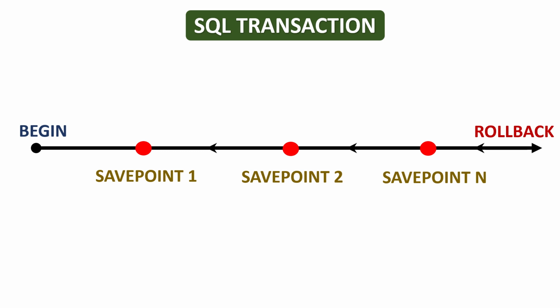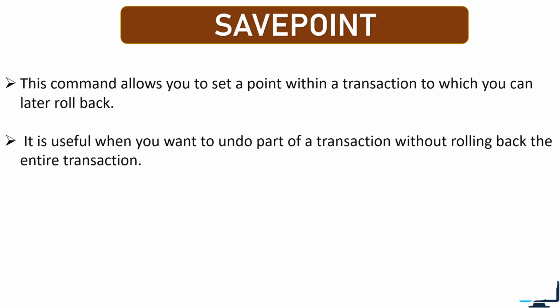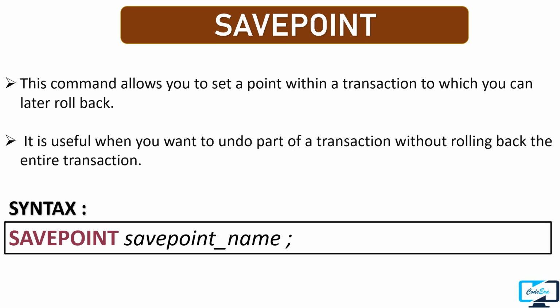So this command is useful when we want to revert the transaction up to a certain point without rolling back the entire transaction. So to create a SAVEPOINT, we have to use the below command. So we have to write the SAVEPOINT keyword followed by the name of that specific SAVEPOINT. So now let's do some hands-on with this command.